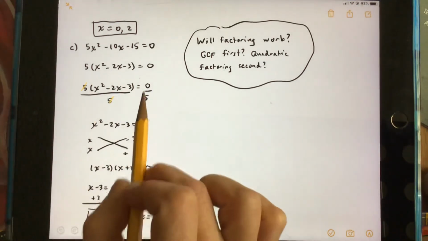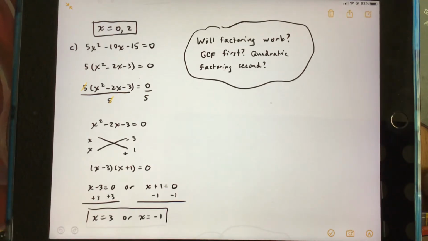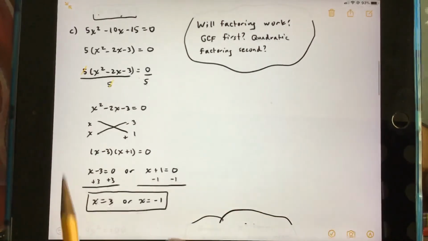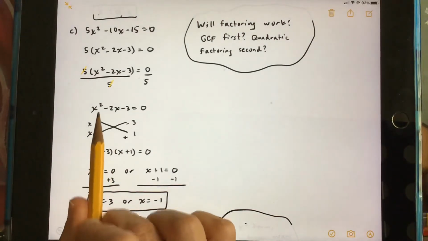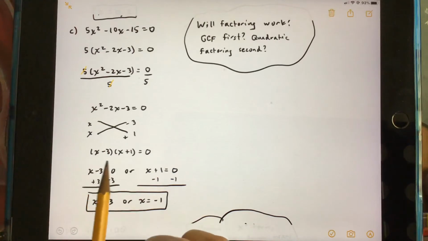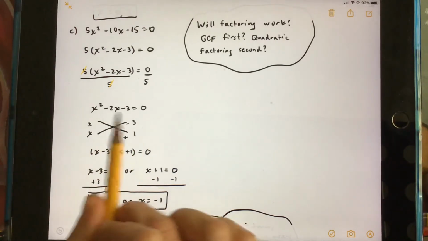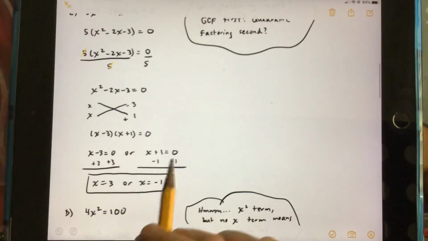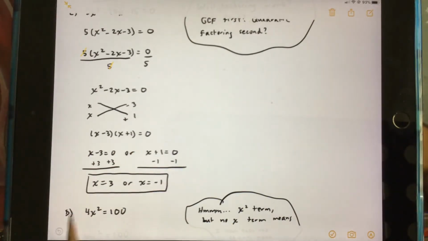My next step will be dividing both sides by 5, and that gets rid of that 5, so to speak, and we're left with x squared minus 2x minus 3 equals 0. Using my quadratic factoring techniques, I'm going to rewrite this as the product of 2 binomials, x minus 3 times x plus 1, and you can see my x work here, so you understand where this came from. Then I'm going to set each of those factors equal to 0, and I arrive at the solution x equals 3 or x equals negative 1. So when factoring works, either using greatest common factoring or quadratic factoring techniques or both, it's a great, easy method to solve a quadratic equation.